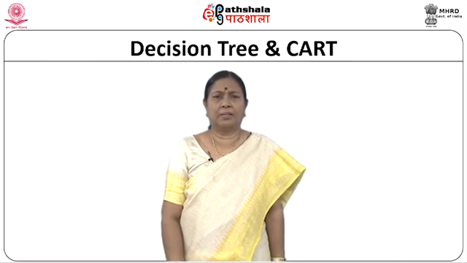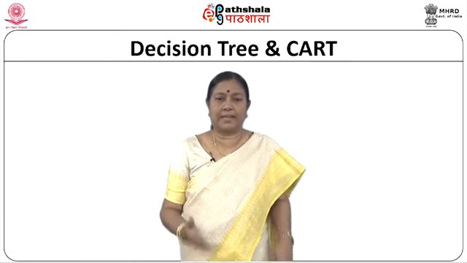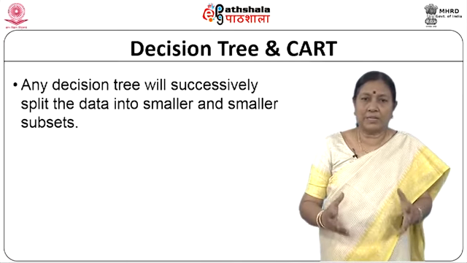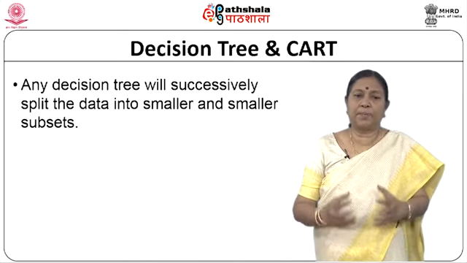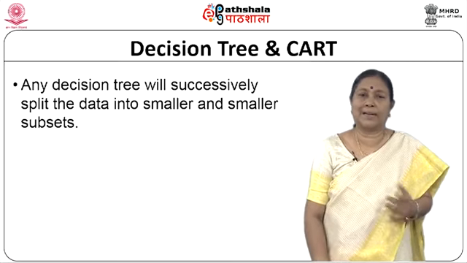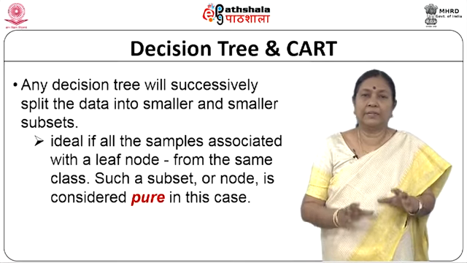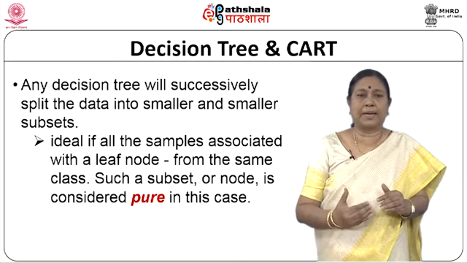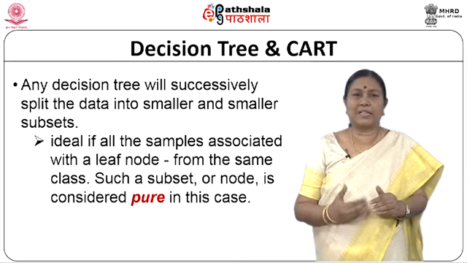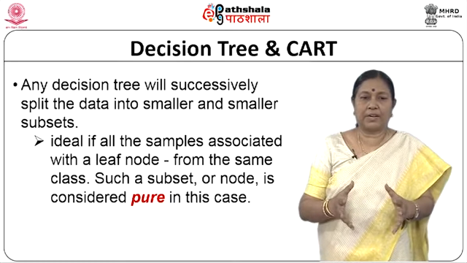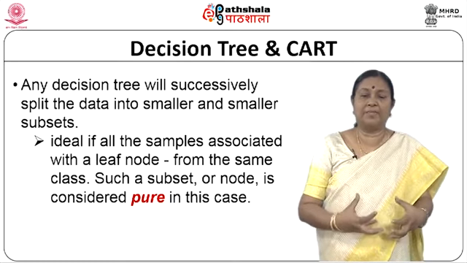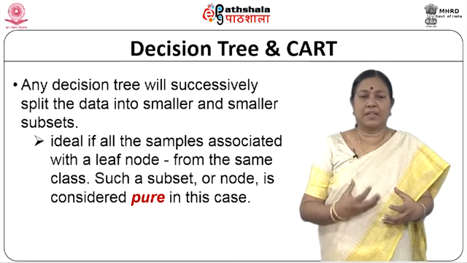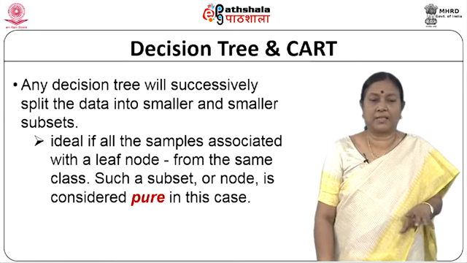So, let us look at what is the relation between decision tree and CART. That is the first thing we will have to discuss. So, any decision tree, what does it do? It will successively split the data into smaller and smaller subsets. This we saw in the last module. So, it will be ideal if all the samples associated with the leaf node come from the same class. Such a subset or node is considered pure in this case. So, what we are trying to say is all the samples that come at the leaf of the decision tree, if they all belong to the same class, such a subset is called pure. This we had already discussed.